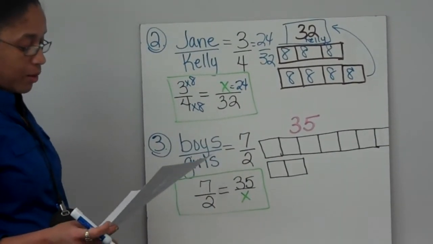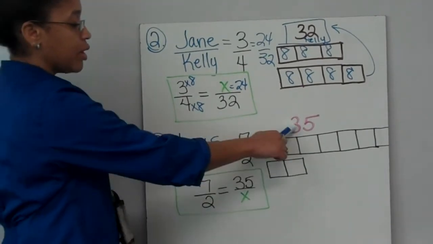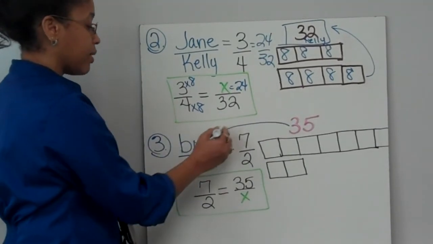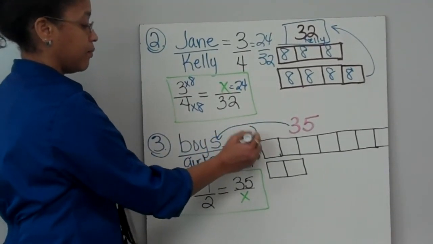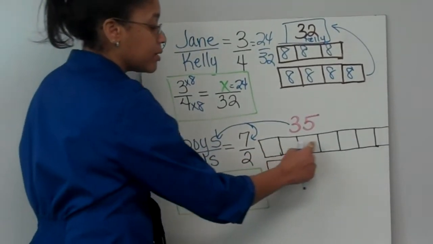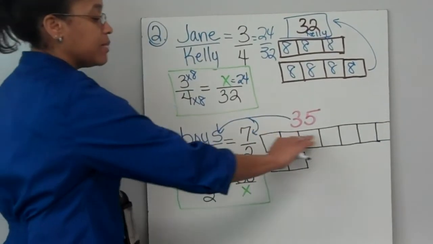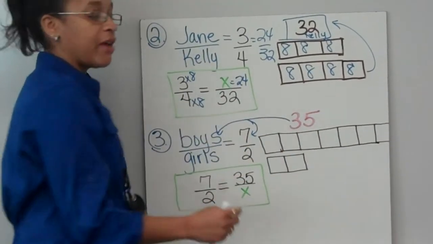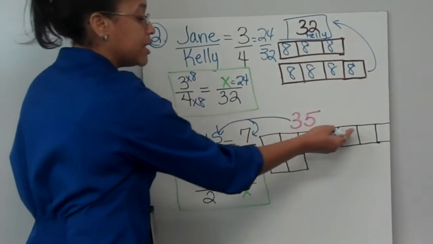And then it says there were 35 boys. So this 35 is representing boys right here. So I know that I need to draw 7 parts. And each one of these parts added together needs to be 35. So these parts are actually identical numbers.